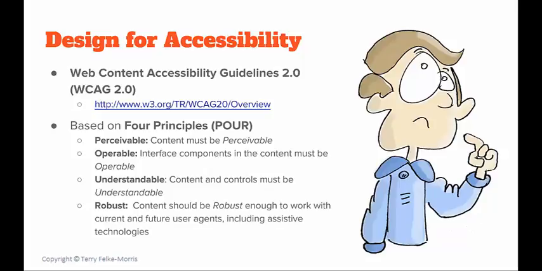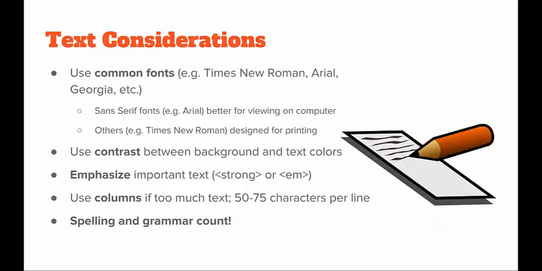Making a site that is designed for accessibility is often a challenge, but it's becoming increasingly easy as new technology allows us to build more complex websites. Along those lines, here are some things to consider. When it comes to text, use common fonts. For example, Times New Roman, Arial, Georgia, fonts that people are very familiar with.